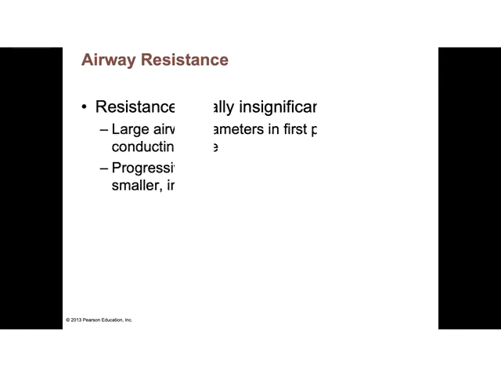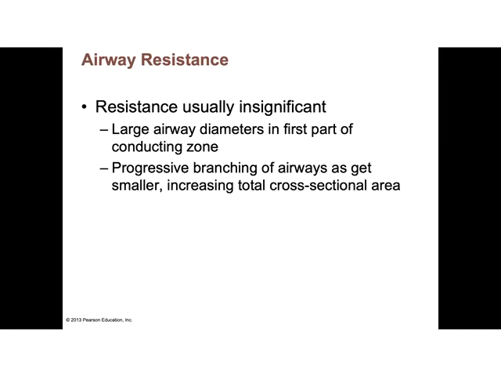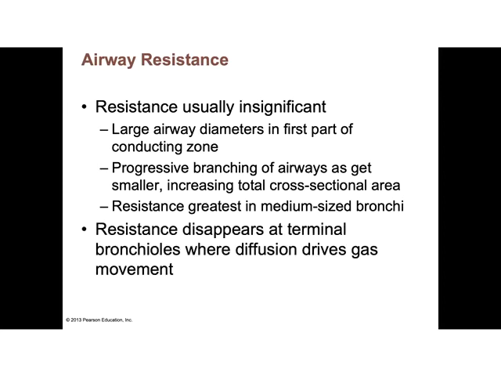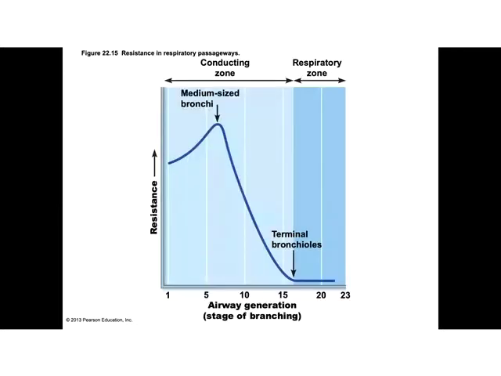Resistance is usually insignificant because of large airway diameters in the first part of the conducting zone, and as the progressive branching of the airways gets smaller, the total cross-sectional area goes up. So the resistance is actually greatest in the medium-sized bronchi, and it disappears at the terminal bronchioles where the diffusion takes place. So you can see here how the resistance changes. It's low, then it kicks up in the medium-sized bronchi, and then it drops, and down it goes.